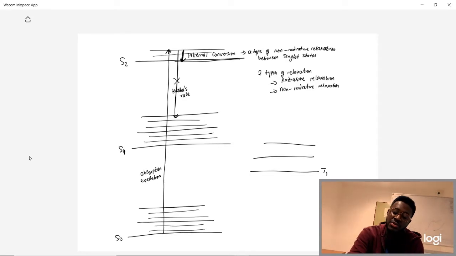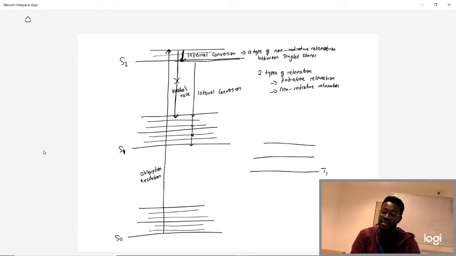So you can also have more internal conversion, stepwise, a series of internal conversions that just releases heat. When you're here, you can go from the lowest energy state of your S1. Don't forget, you cannot go from here. These are the rotational and vibrational energy levels. So you can go from this lowest S1 to your T1 state.